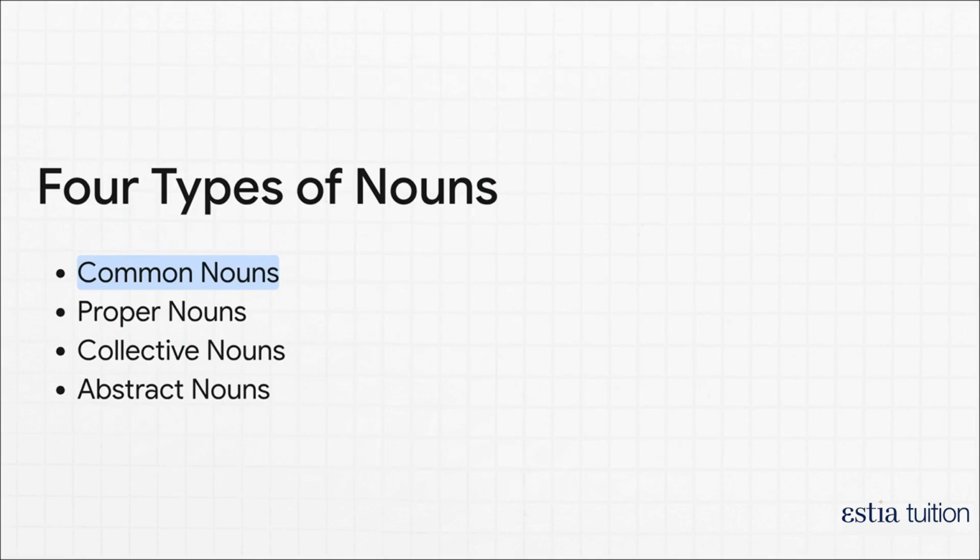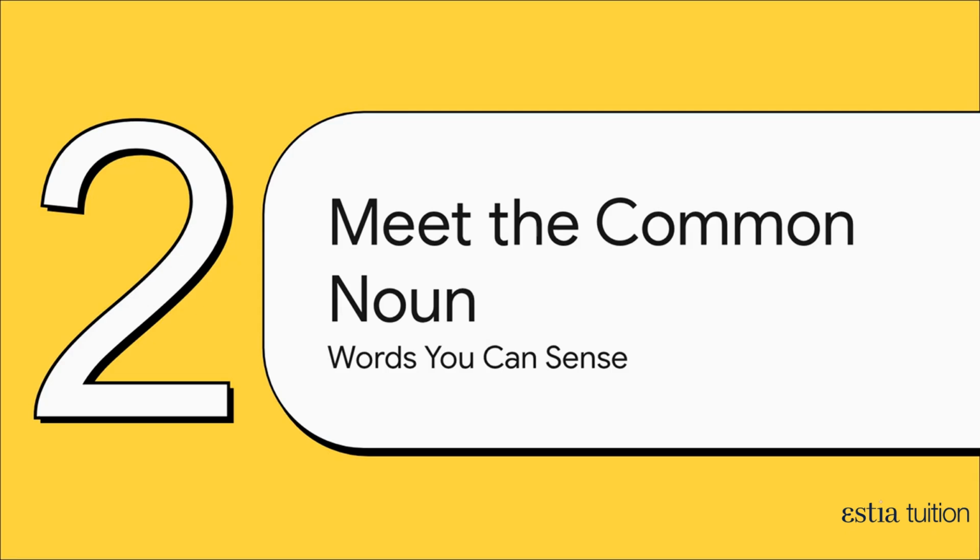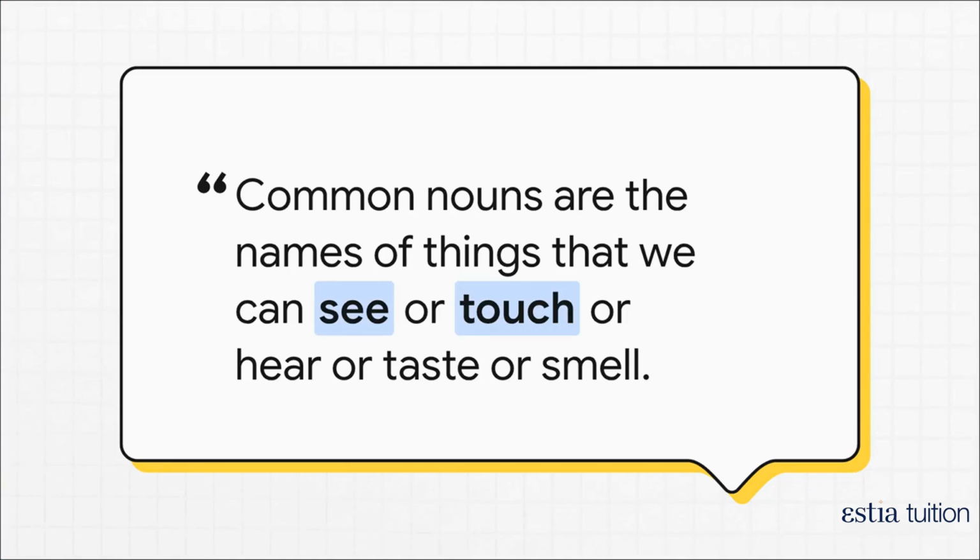Now, nouns come in a few different flavors. But for today, we're going to zero in on the first one, the one you'll see and use the most, the common noun. Okay, let's get to the main event, the common noun. What exactly makes it common? Well, think of it this way. These are words for all the things you can actually experience with your five senses. This is it. This is the golden rule, the one thing to remember. If you can see it, touch it, hear it, taste it, or smell it, bam! The word you use to name that thing is a common noun.